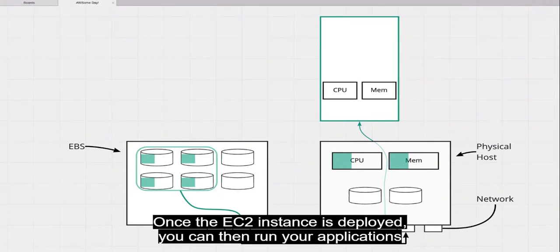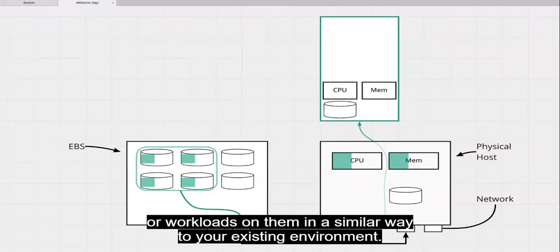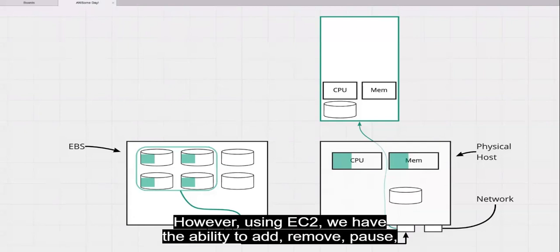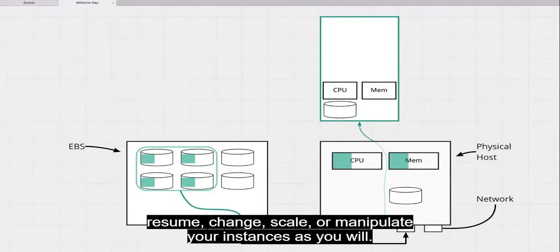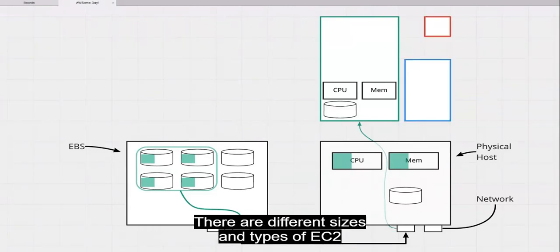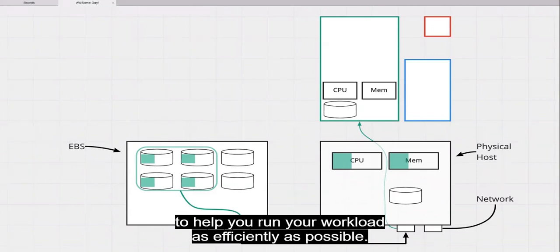Once the EC2 instance is deployed, you can then run your applications or workloads on them in a similar way to your existing environment. However, using EC2, we have the ability to add, remove, pause, resume, change, scale, or manipulate your instances as you will. There are different sizes and types of EC2 to help you run your workload as efficiently as possible.